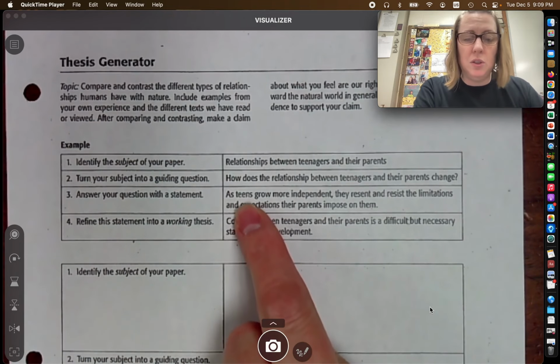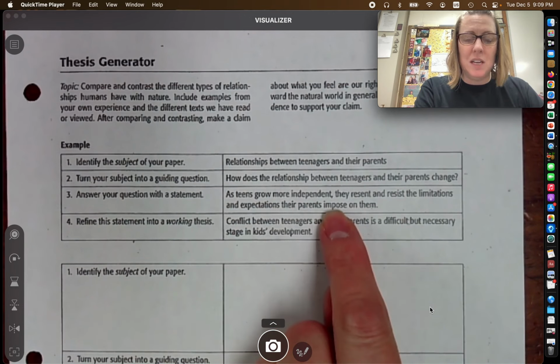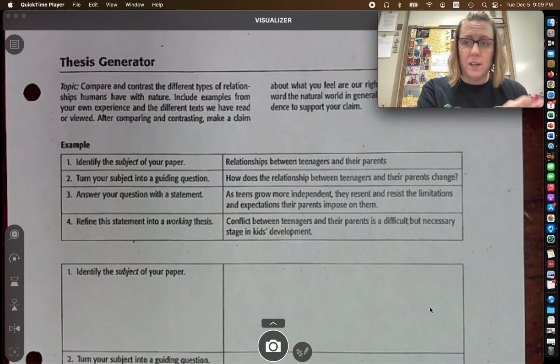So this student wrote, as teens grow more independent, they resent and resist the limitations and expectations their parents impose upon them. That's not inherently a bad sentence. There's nothing wrong with it, but we want to remember that the thesis statement is like the roadmap to the rest of our paper. So we are essentially crafting the organization of our paper and laying it out for the people who are reading it, and generally speaking, using that thesis statement quite oftentimes in the introduction.